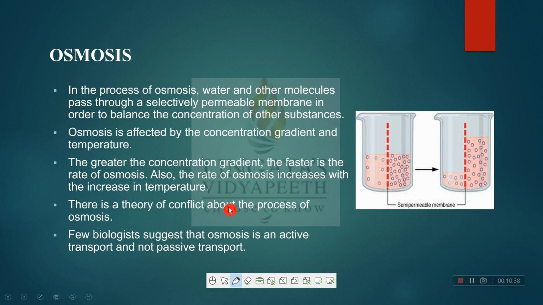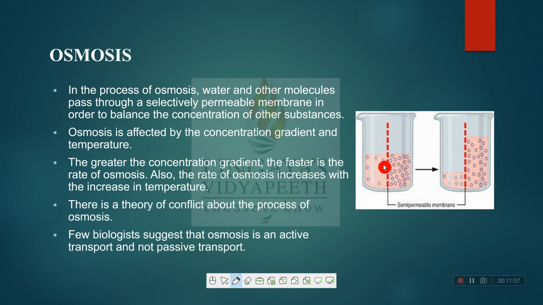Now the next term is osmosis. Osmosis is also a type of passive transport. In this process, water and other molecules pass through a selectively permeable membrane in order to balance the concentration of other substances. In this picture you can see that this is a semi-permeable membrane, so only some of the molecules are allowed to pass through it.